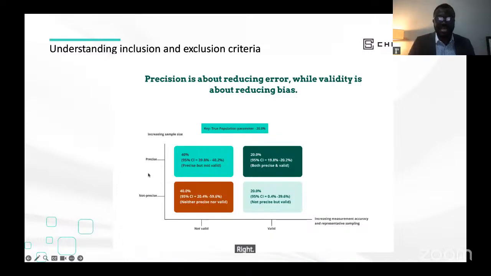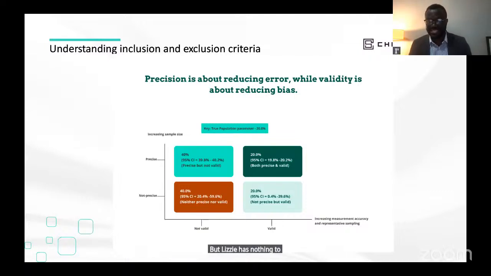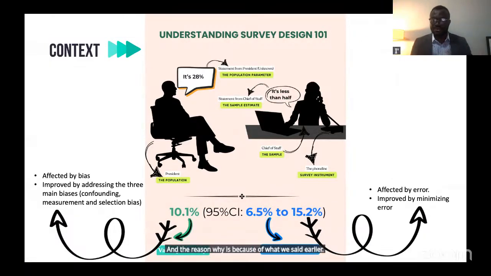So sample size has nothing to do with validity. That's a take-home message. So please, we want to avoid this error we see in publications where authors will say, oh, our sample size was very large. We had 20,000 people, so our results are valid. It's like, no, validity has nothing to do with sample size. Sample size has everything to do with precision. The more people you have in the study, the more precise it will be. And the reason why is because of what we said earlier. The more people you have, it means that there's less measurement error in the sample. And if there's less error, that means that your estimates are more precise.